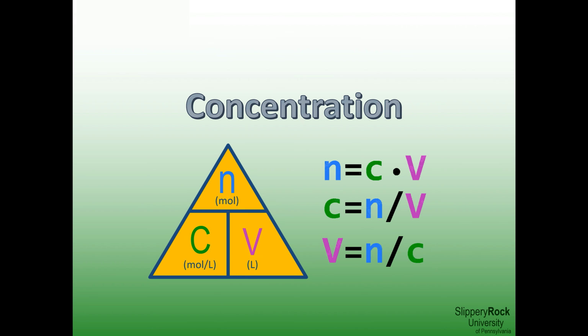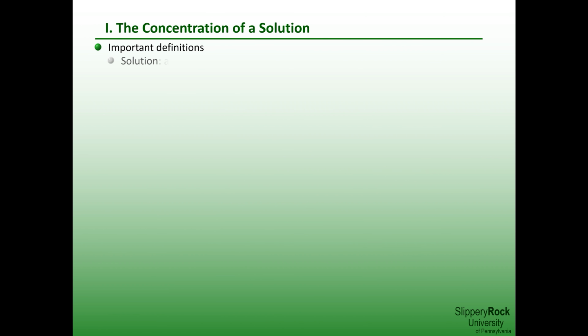Concentration simply tells us how much of a substance is present in a given amount of solution. There are several ways to express concentration, such as mass percent, molality, and parts per billion, or ppm, but the most commonly used in chemistry is molarity. Let's take a closer look at the concentration of a solution and specifically how we measure it in chemistry.